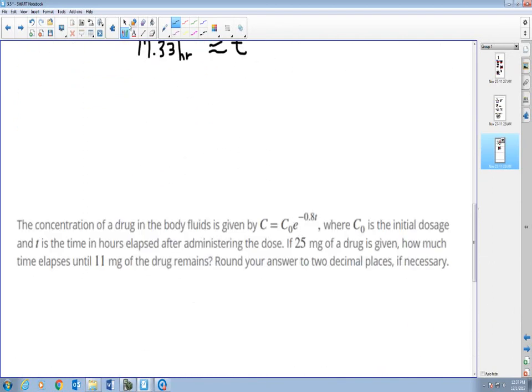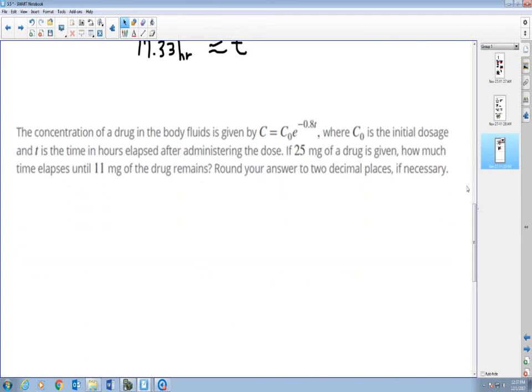All right, this problem is a little bit easier because it's an initial dosage of a drug, the concentration of a drug in the body fluids. It's an exponential decay because once the concentration is in the body, eventually it wears off. That's why it's an exponential decay.